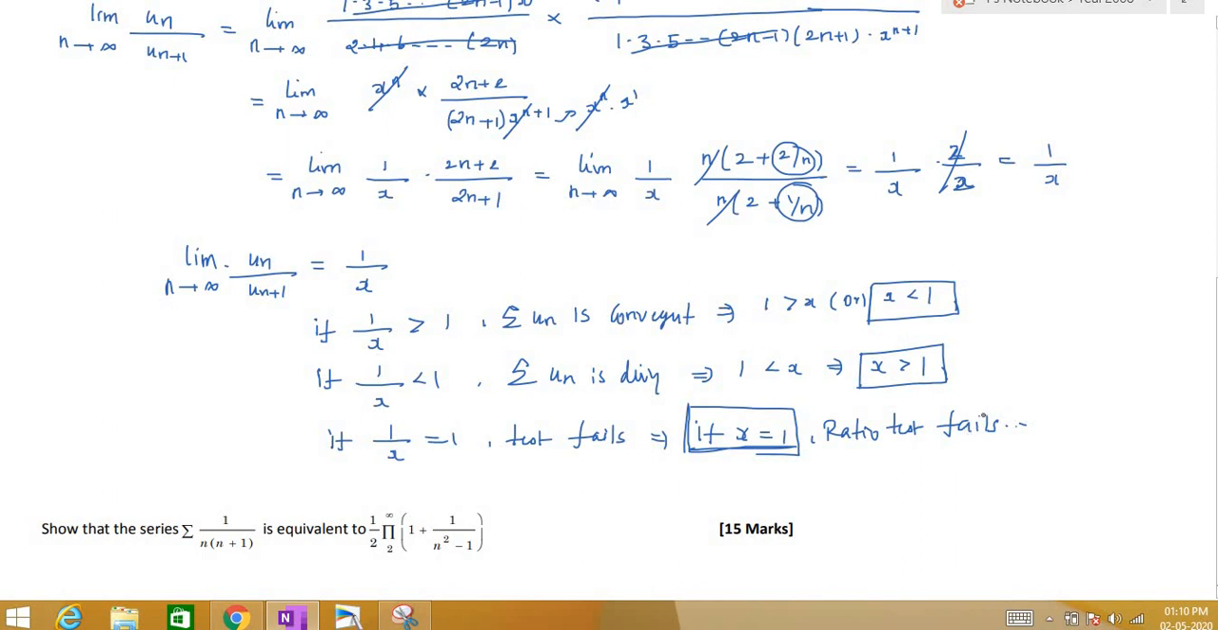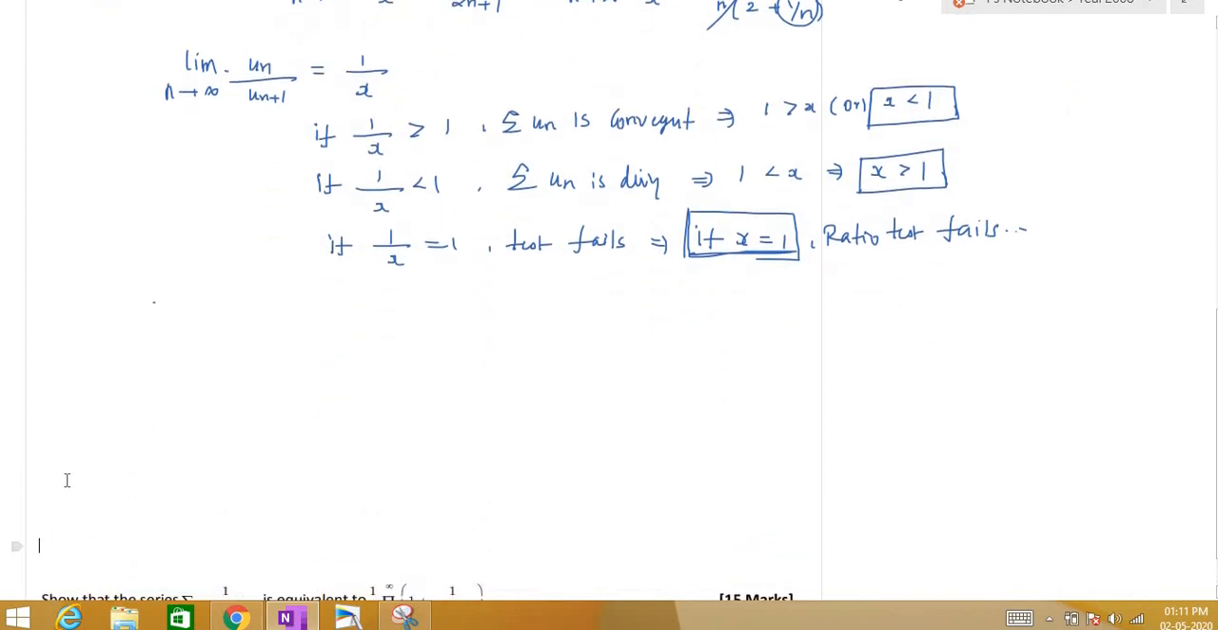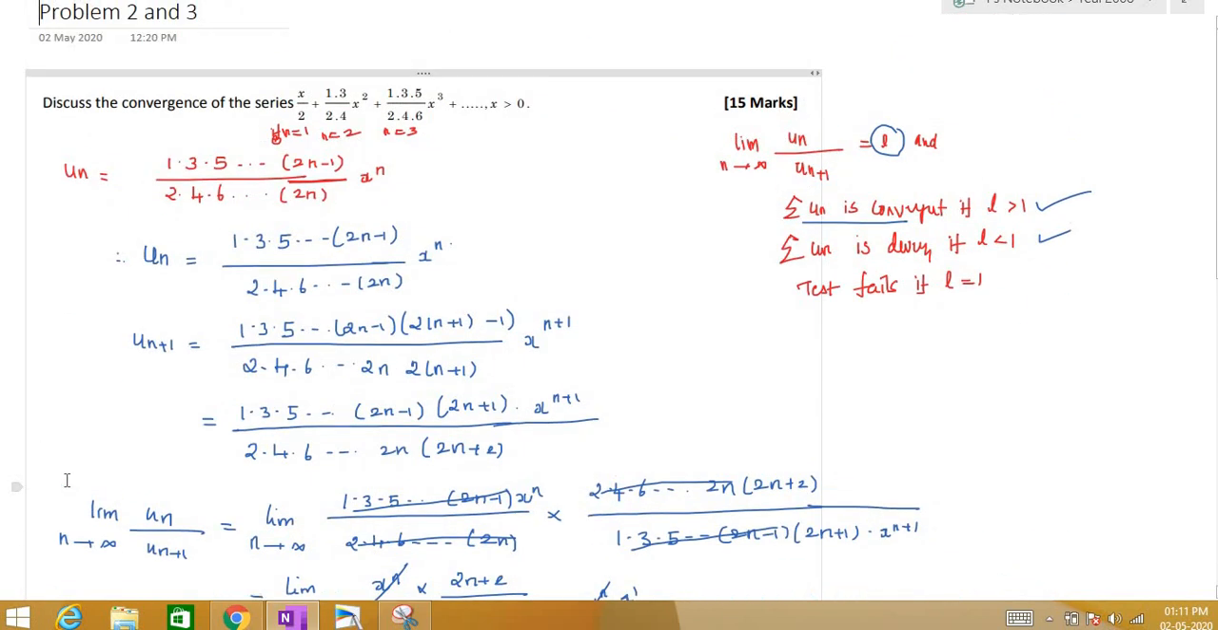In the previous videos I have said, whenever the ratio test fails, I always recommend you to apply the Gauss test, right? So you can apply Gauss test to x equal to 1, but I am going to apply Raabe's test here. So I am going to use a new test for you whenever the ratio test fails. You can apply Gauss test or Raabe's test. In this video I am going to explain with Raabe's test. You can do it with the Gauss test also, so practice on your own what happens if you apply the Gauss test. I will solve this using Raabe's test.